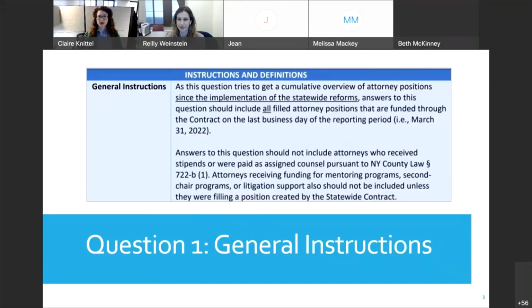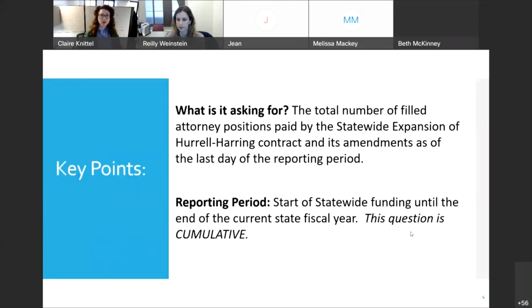All right, so question 1. As this question tries to get a cumulative overview of attorney positions since the implementation of the statewide reforms, answers to this question should include all filled attorney positions that were funded through the contract on the last business day of the reporting period, i.e. March 31st, 2022. So what is this asking for? The total number of filled attorney positions paid by the statewide expansion contract and its amendments as of the last day of the reporting period.